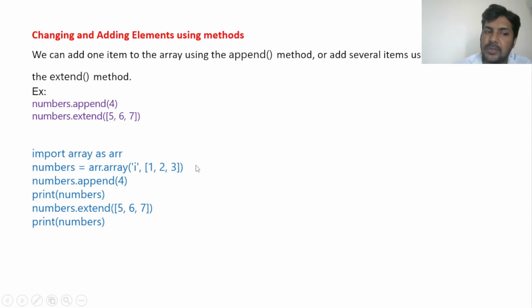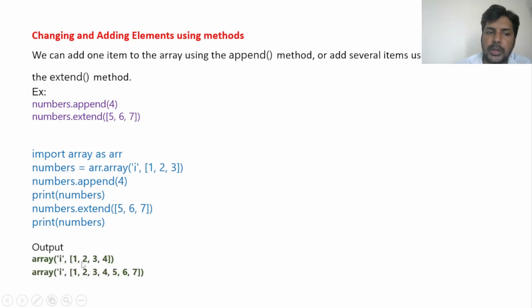Nice, right? In the same way, if I want to add 3 numbers at a time, after 4 I want to add 5 6 7, I will just say extend. As I said, append will add a single element, extend will add multiple elements. You can see the output 1 2 3 4 when I print numbers, and when I print numbers next, it will show the output as 1 2 3 4 5 6 7. Nice, right? Now let us see the same in the Python program.